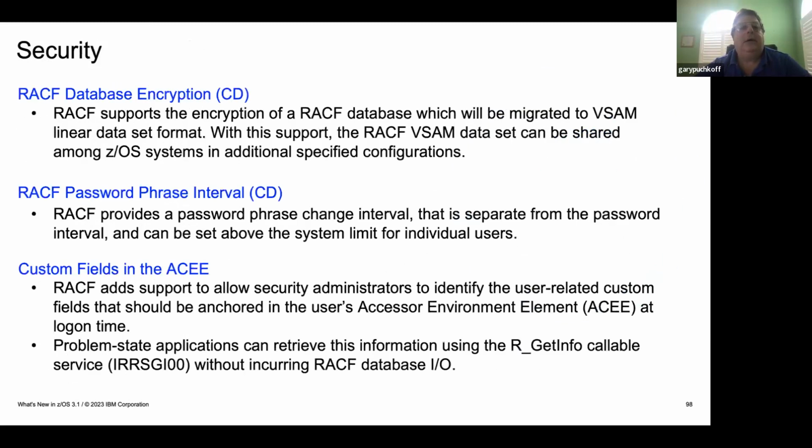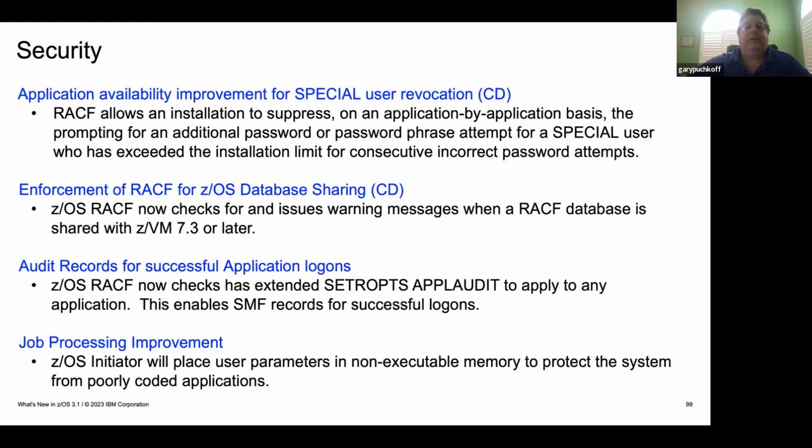Last area is security. RACF database encryption. The whole database is encryptable now as a VSAM dataset. The password phrase interval is now separated from the password interval and can be set independently. There are custom fields in the runtime environment for user custom data and an unauthorized programming API to allow you to get access to that data. Some improvements around special user revocation, enforcement of no sharing with z/VM, audit records for successful logons are extended now, and there are improvements in initiator startup where the parameters are put in non-executable memory to protect the system.